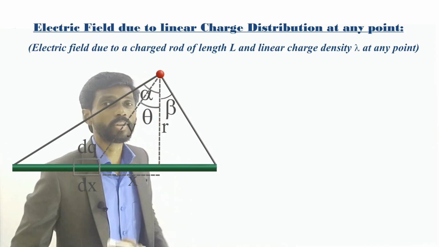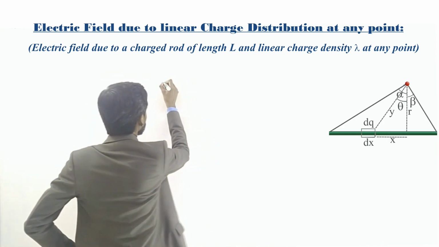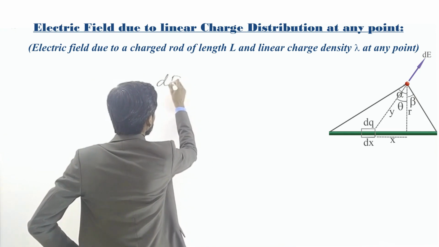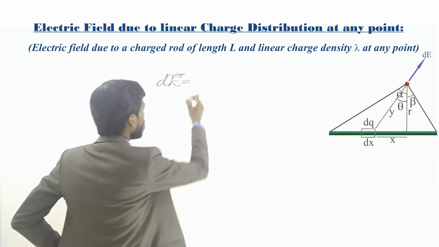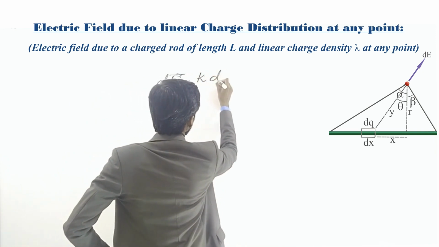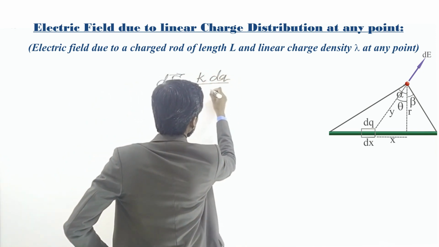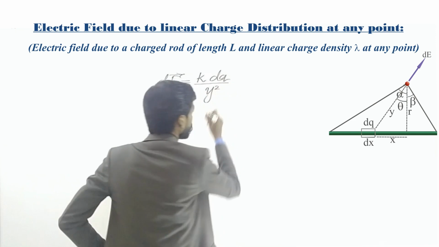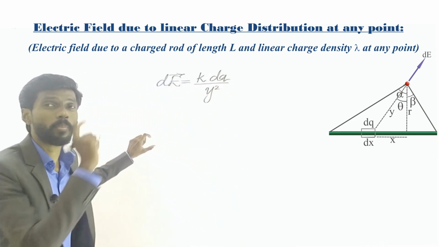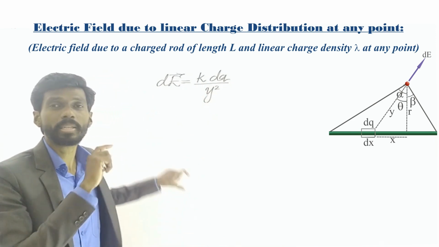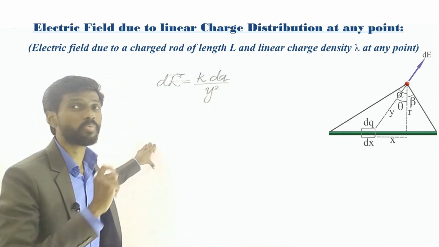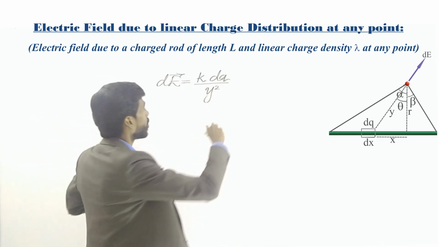So that is denoted by dE vector. So dE vector equals k dq divided by that distance. So that distance is y squared. You understand? y is the distance between the point and the charge. So k dq divided by y squared multiplied by r cap. R cap is the vector along the electric field. So that also we have to multiply.